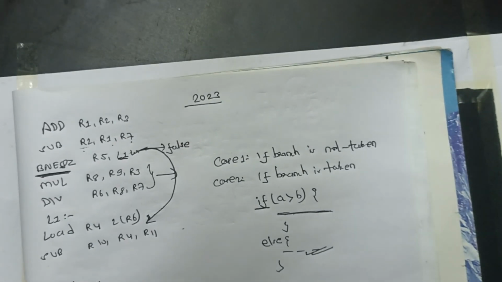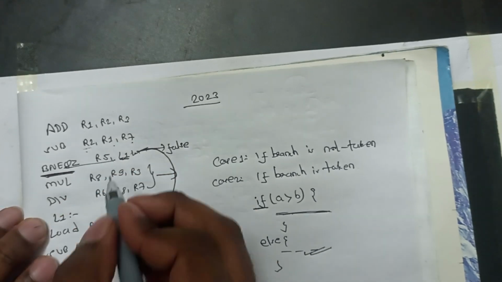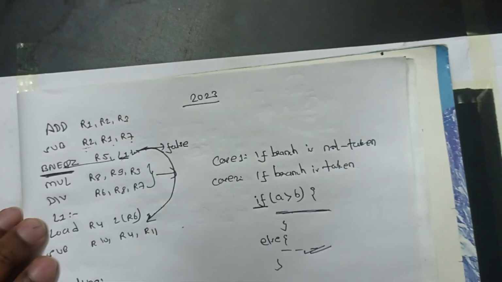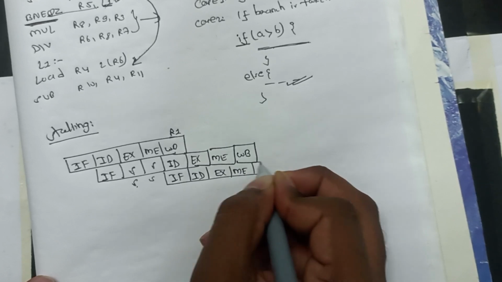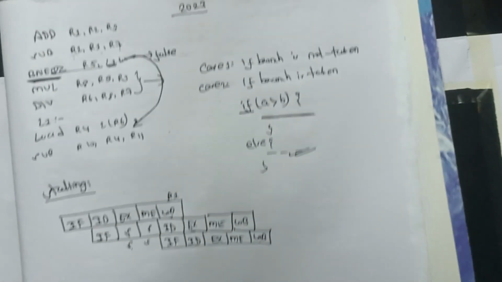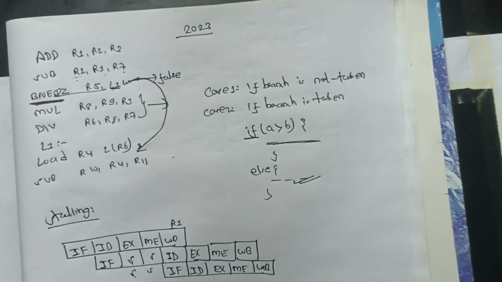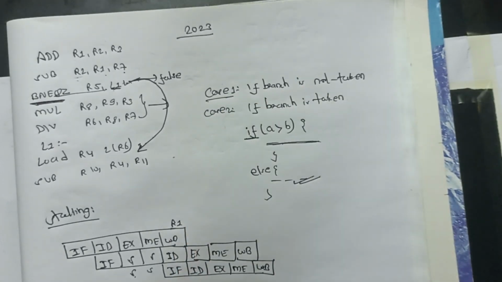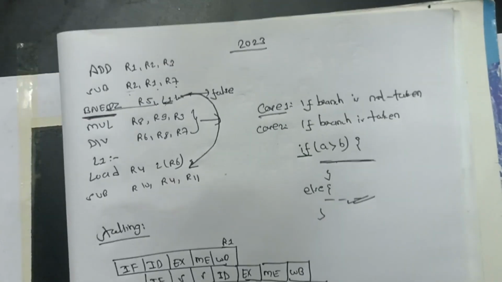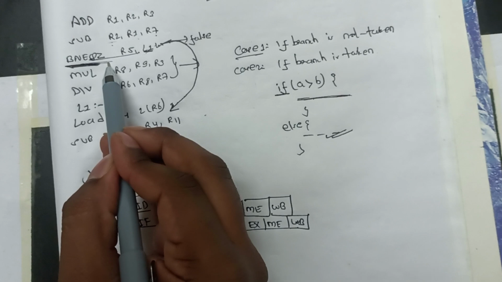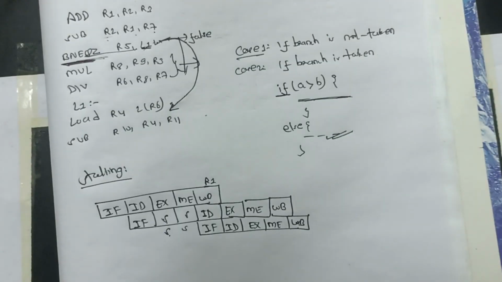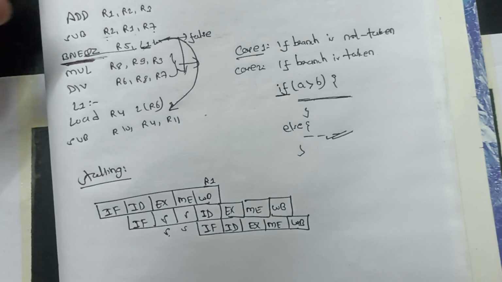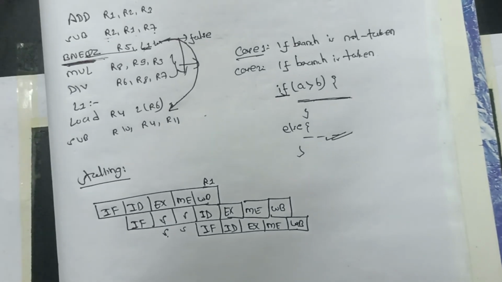Let's see the branch. There is no dependency, so IF, ID, EX, ME, WB. Now talk about case 1. If the branch is not taken, it means this branch condition is false, so the instruction is executed next, as we solved in the previous video. It means multiply and divide are going to execute next.